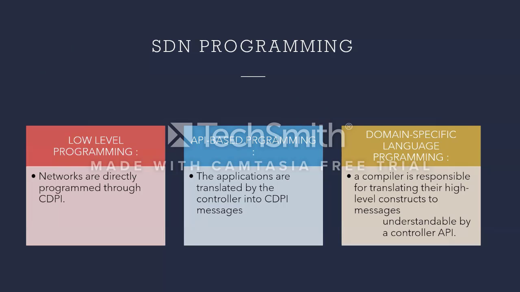And when we talk about domain-specific programming language, a domain-specific programming language has expressive power focused on, and usually restricted to, a particular problem domain. For example, the SDN programming language has a compiler which is responsible for translating its high-level constructs to messages understandable by the controller API.